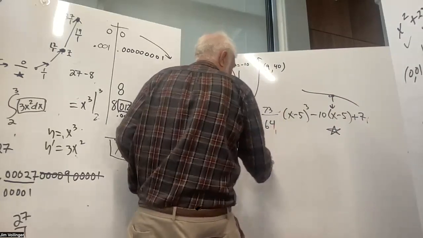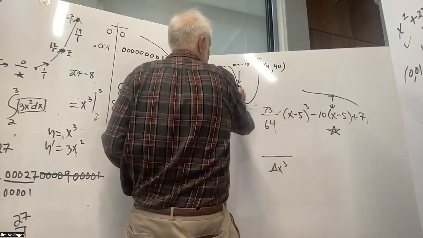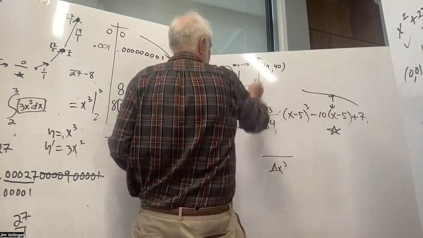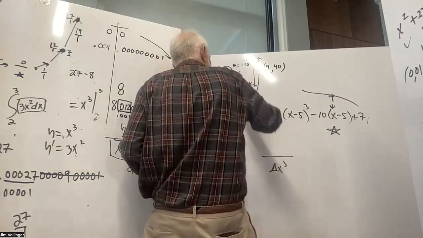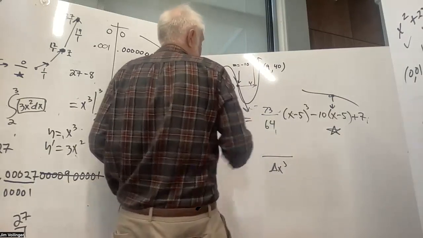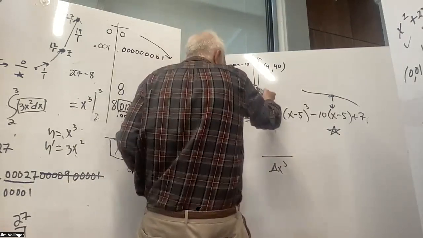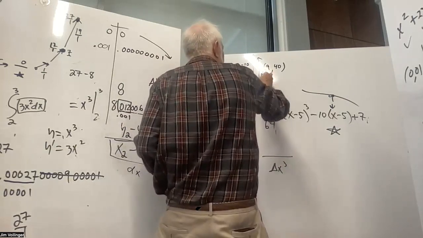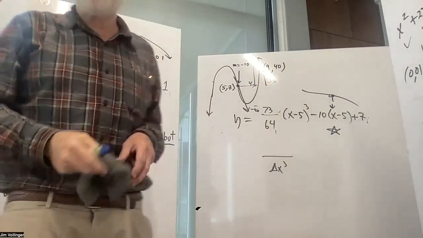73 over 64. What's the 64? That's the change in x cubed. The change from 5 to 9 is 4 units. I should have gone up 64 units, but the linear is taking me down 40 units, so I have to negate that in order to get what I want, to go up 33. So there are some conceptual considerations there.